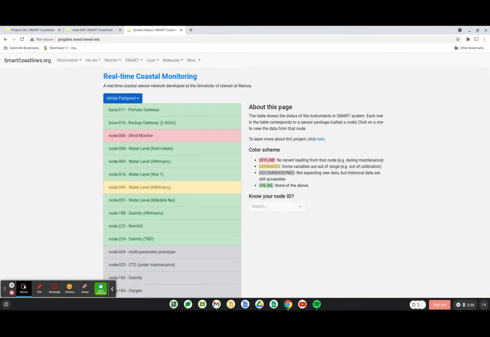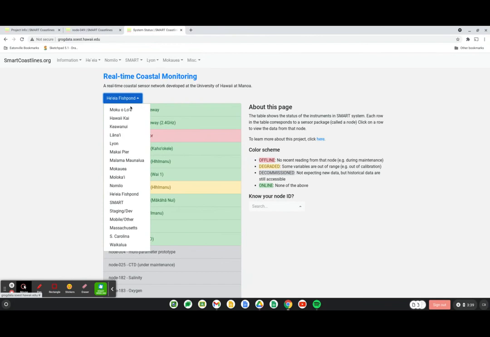This will bring you to a page that shows you a list of sensors on the left that are currently operational in the fish pond that you've chosen. So right here you can see in this dropdown that we're on Heʻeia Fish Pond's set of sensors. And if you drop down here, you can see that there are a variety of locations that are currently being monitored by this project, including Waikalua Fish Pond right here.